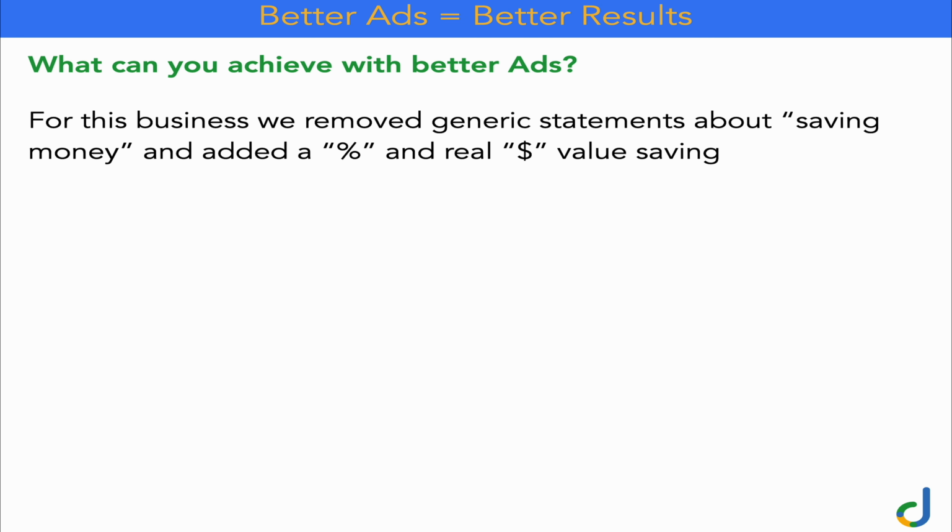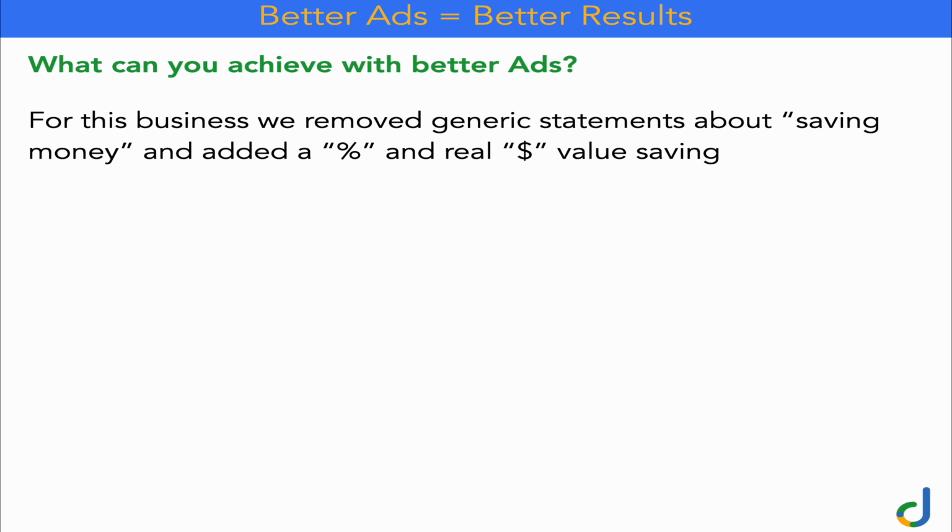So let's start going through these 2 examples. And what I always want you to remember is that better ads means better results for your Google Ads campaigns. And I just want to show you here 2 examples of what your business or your campaigns can achieve with better ads. So remember how I said you want to be saying things that your competitors aren't saying or they can't say. For this business, what we did is we removed the generic statements that they had about saving money.